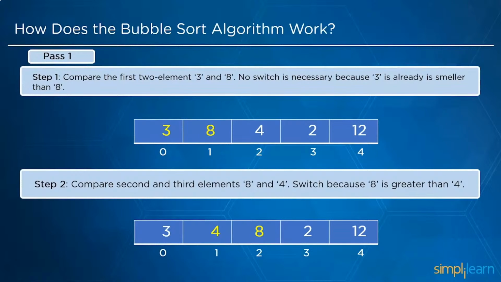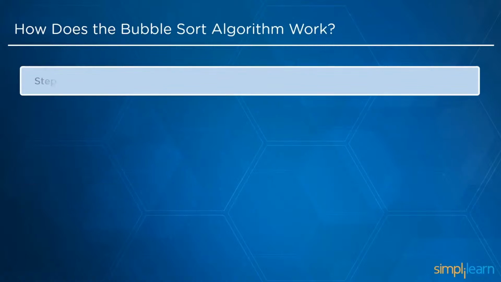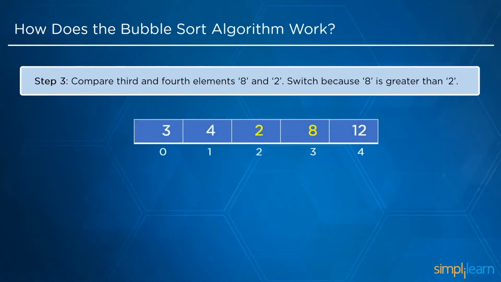Comparing the second and third elements, which are 8 and 4. Here, we need to swap these 2 elements because 8 is greater than 4, and it requires placing the elements in ascending order. Now moving ahead, we have step 3. Moving on to the third and fourth elements, which are 8 and 2, and here again we need to swap 8 with 2 because 8 is greater than 2.